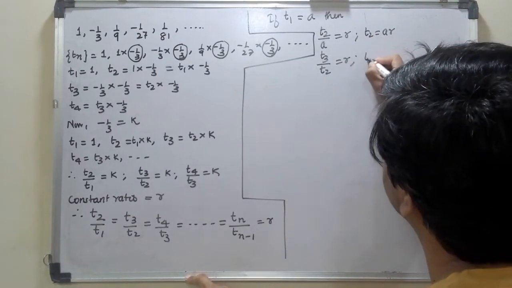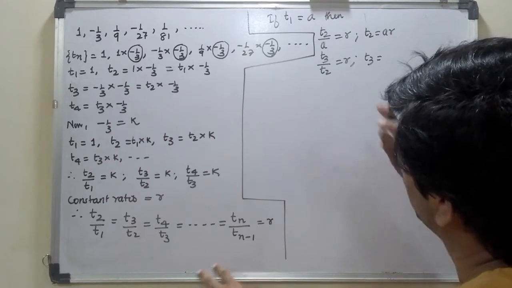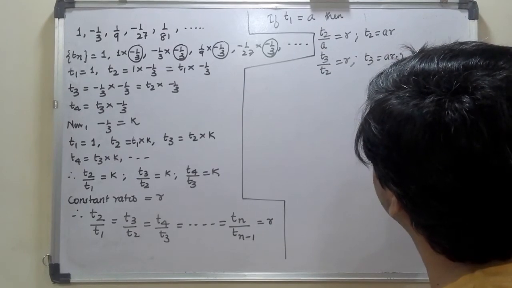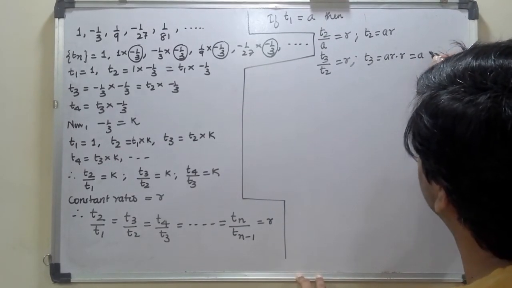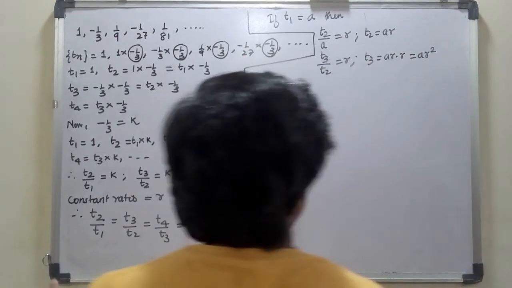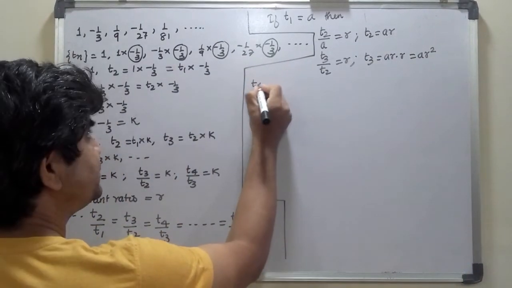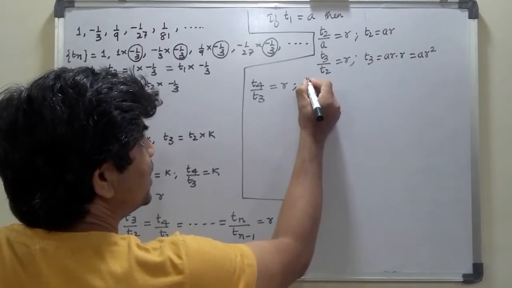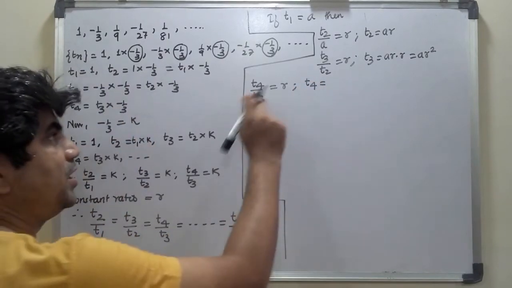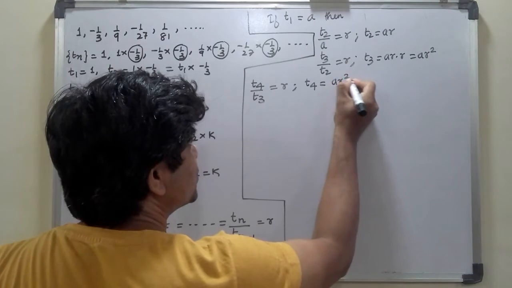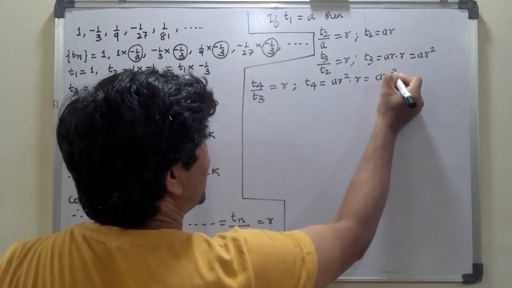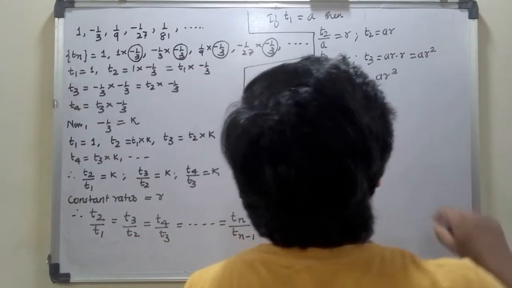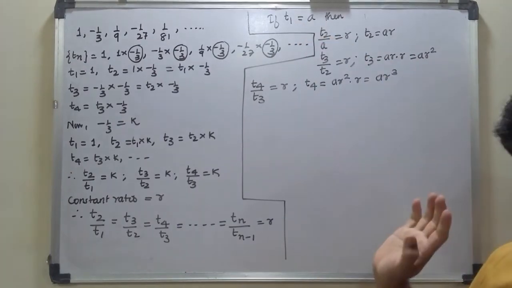So that is nothing but term 3 is equal to term 2 into R. What is term 2? Term 2 is AR into R, which is equal to AR square. What about term 4 to term 3? That also is R. So term 4 is equal to term 3 into R. Term 3 is AR square into R, that is AR cube, right? So I can see term number 2 and this is term number 1.